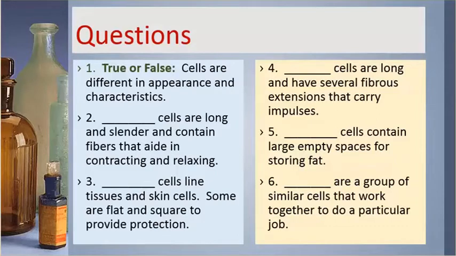Number 2, blank cells are long and slender and contain fibers that aid in contracting and relaxing. Number 3, blank cells line tissues and skin cells. Some are flat and square to provide protection.